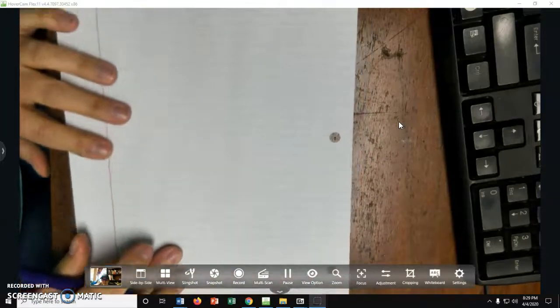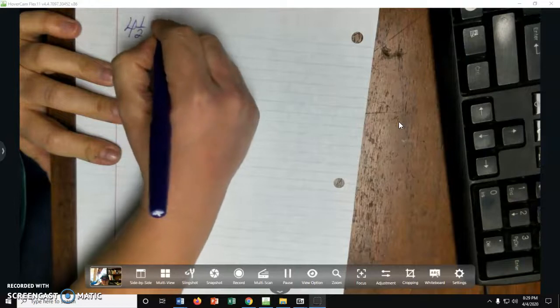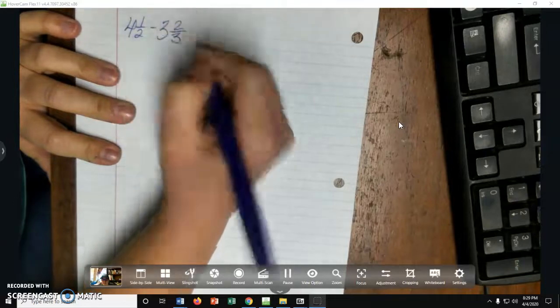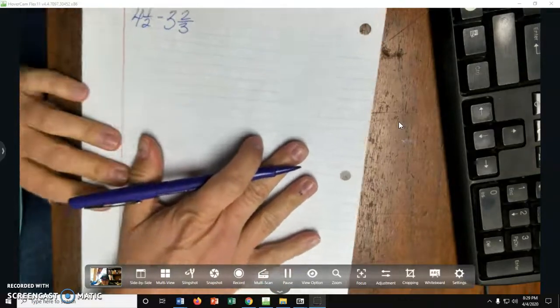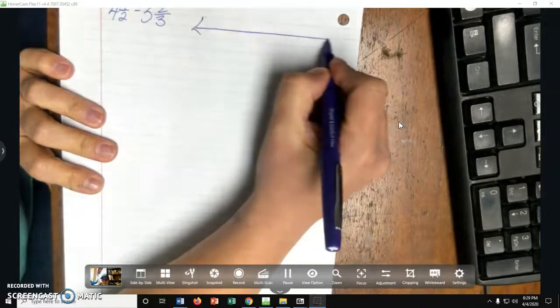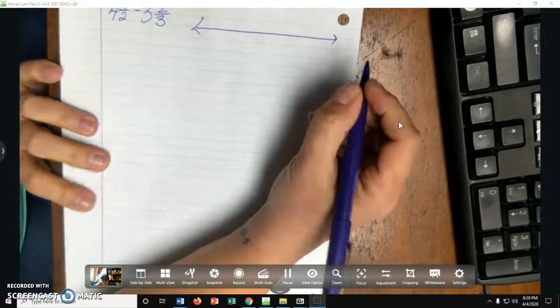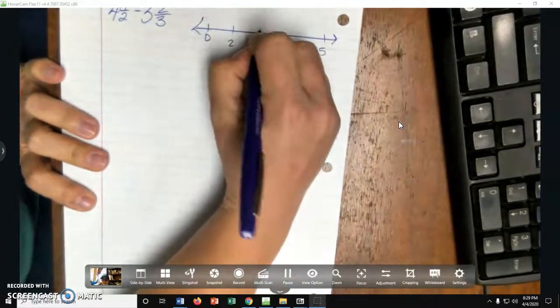All right, let's do one more problem here. We'll do the number line with it, and that should really get you guys set up to be successful on lesson 12. Let's take 4 1/2, and let's take 3 2/3 away from that. Let's go ahead and draw a number line here. Let's start here at 0 to 5.